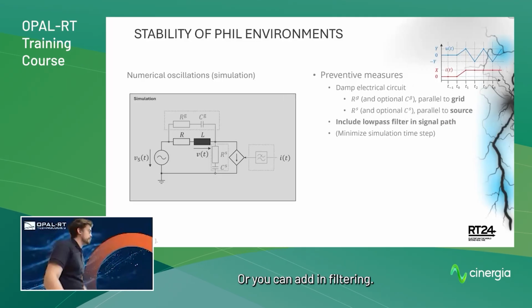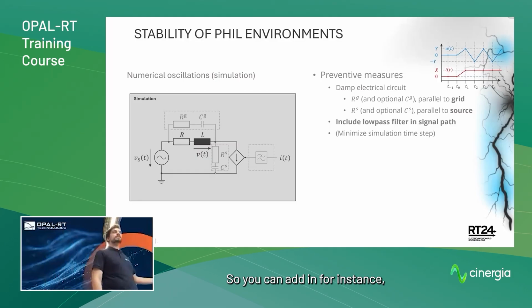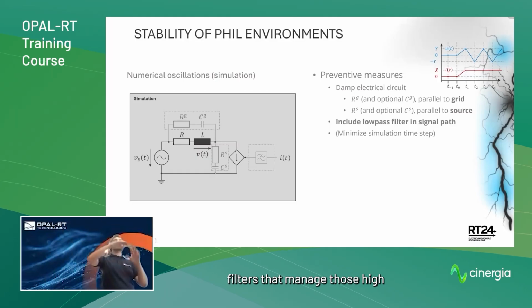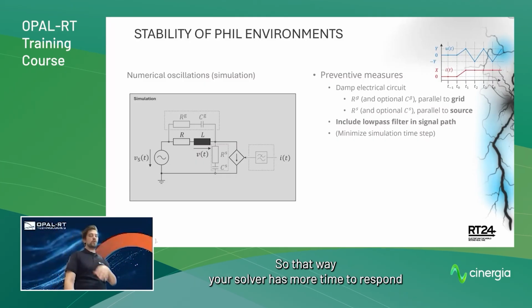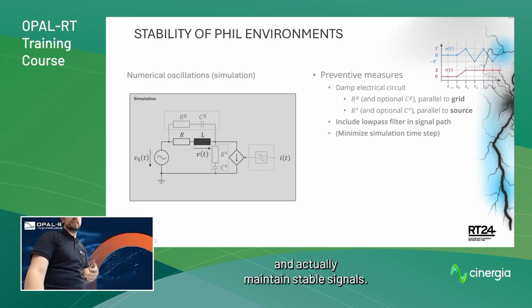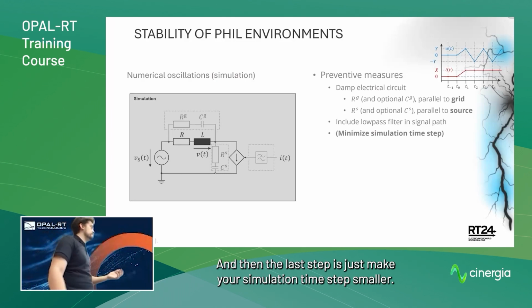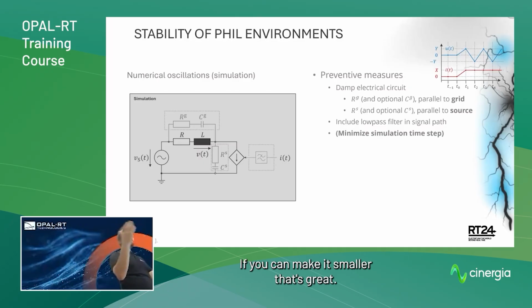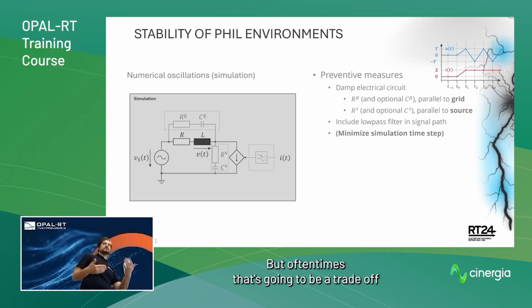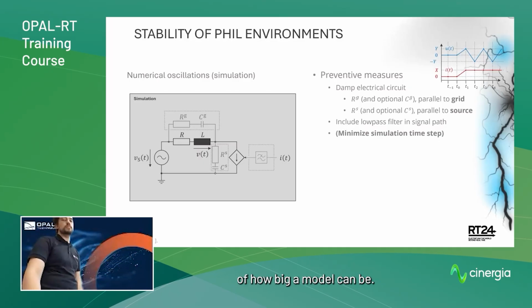Or you can add in filtering. So you can add in, for instance, filters that manage those high frequency changes and convert them to lower frequency. That way your solver has more time to respond and actually maintain stable signals. And then the last step is just make your simulation time step smaller, so a step change becomes a gradient. If you can make it smaller, that's great. But oftentimes that's going to be a trade-off of how big a model can be.